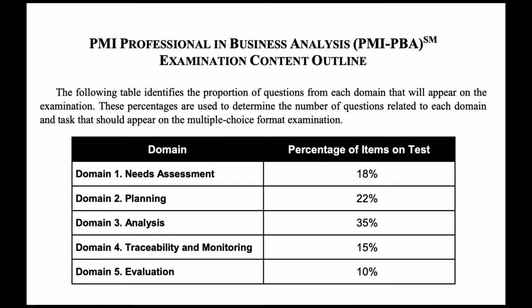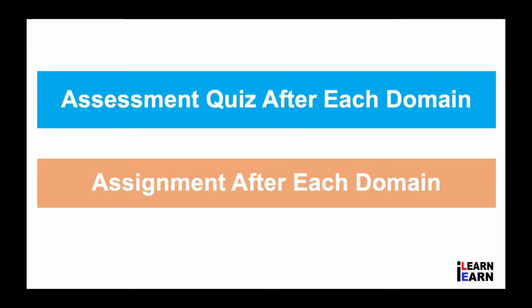Then we have domain 4 on traceability and monitoring. That's 15% of the questions. This is the BA work to track and trace the requirements to make sure they are part of the solution being developed. And the last domain is solution evaluation, 10% of the questions. This is the BA work that evaluates that the solution is performing based on customer specifications and meeting the customer's needs. So, because what good is a solution if it doesn't meet the customer's needs or it's not based on the specs clearly provided by the stakeholder?